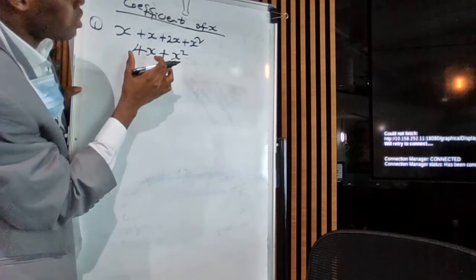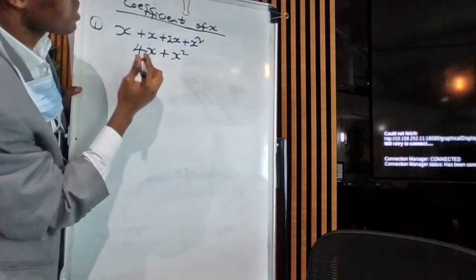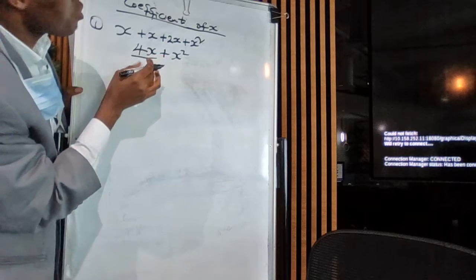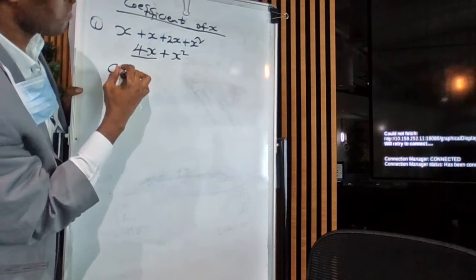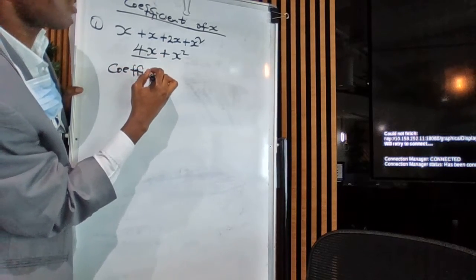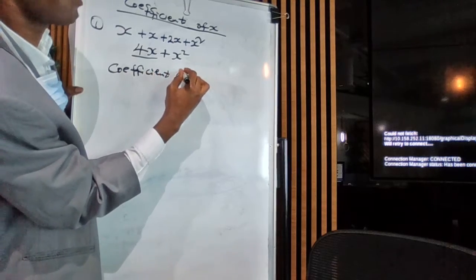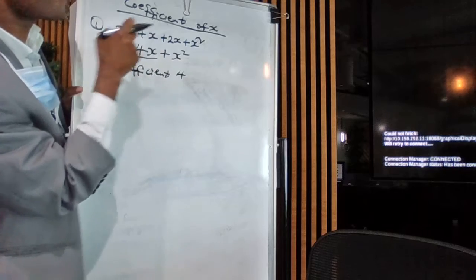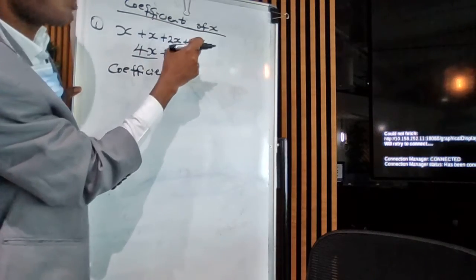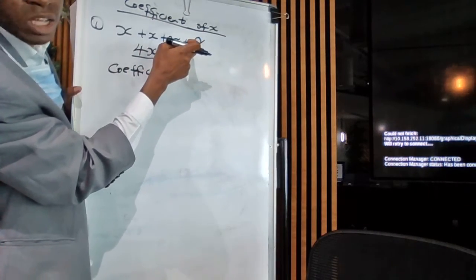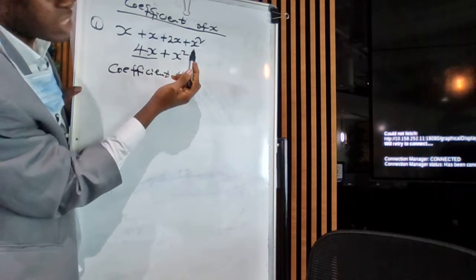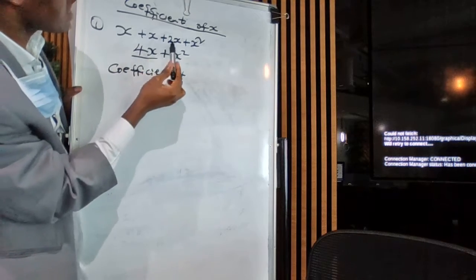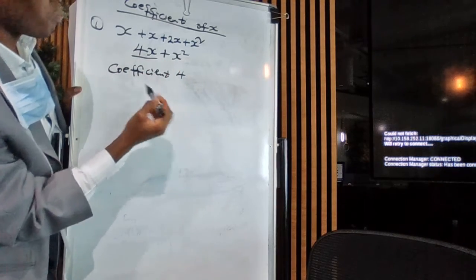Now, 4s plus s squared. The coefficient of x is from here. That is, from here we get our coefficient. That is, the coefficient of s is what? Is 4. That is the answer. The coefficient of s is 4. If they ask what is the coefficient of s squared, the coefficient of s squared is 1 here. That is, the coefficient of s squared is 1, while the coefficient of s is 4. Are we together?